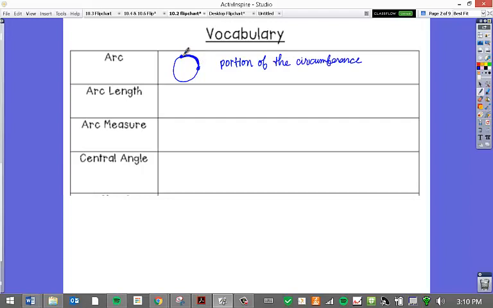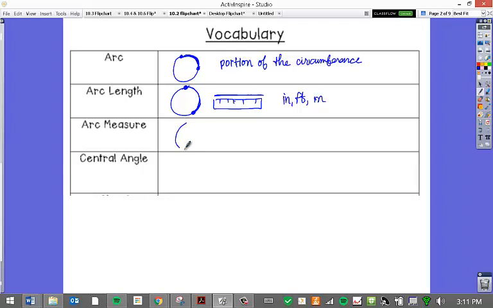So there's a difference between your arc length and your arc measure. So the arc length is like if you take a piece of string and lay it along your arc and then took a ruler and laid that arc flat against the ruler. An arc length is in inches or feet or meters. It's like the distance from this point to this point. It's the length of that arc.